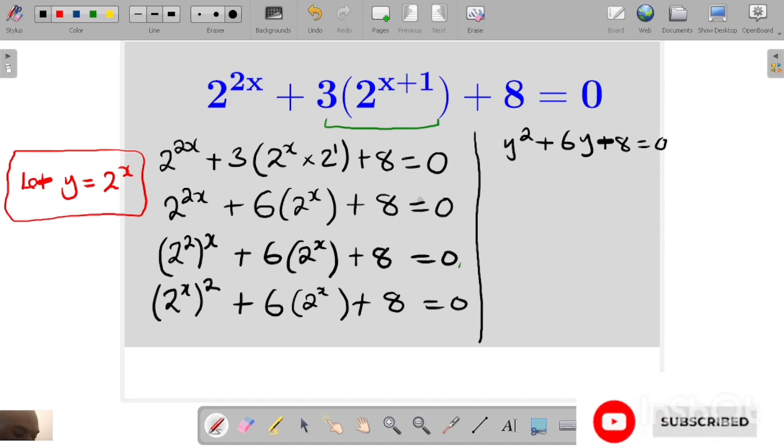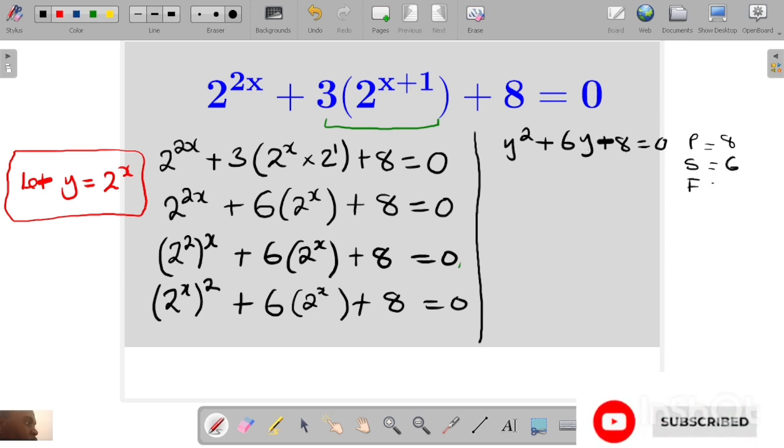And when you look at this, it is a quadratic equation. For us to solve this quadratic equation, there are actually many methods that you can use. But in this question, we are going to use the factor method. So first of all, we need to find the product. The product is found by multiplying the coefficient of y squared by the constant 8. So the product is 8. The sum is actually the coefficient of y, which is 6.